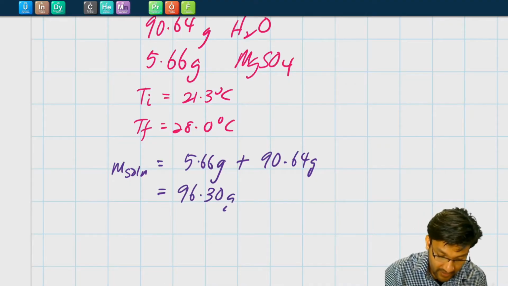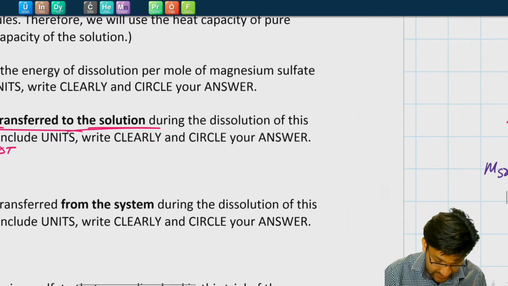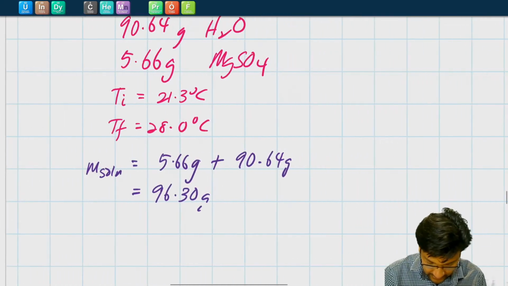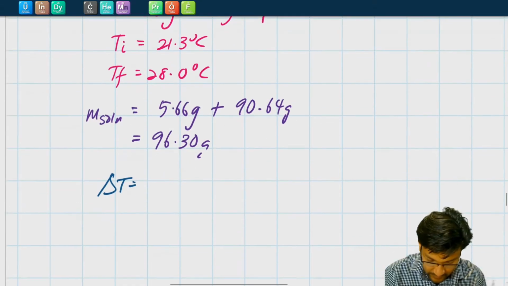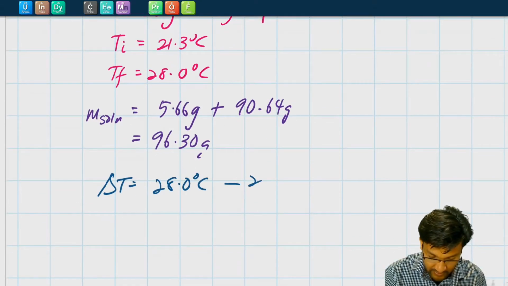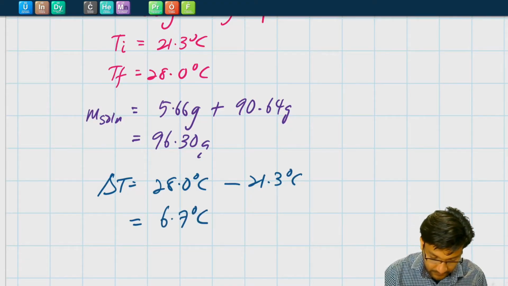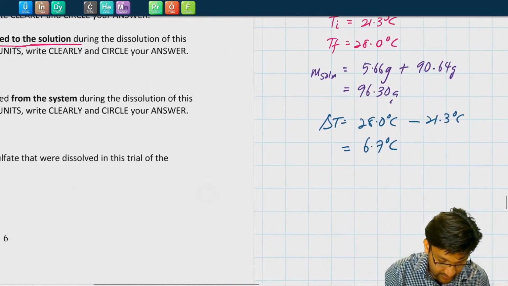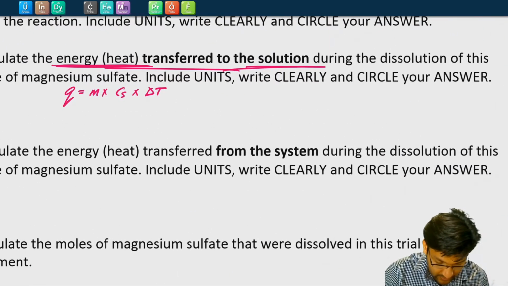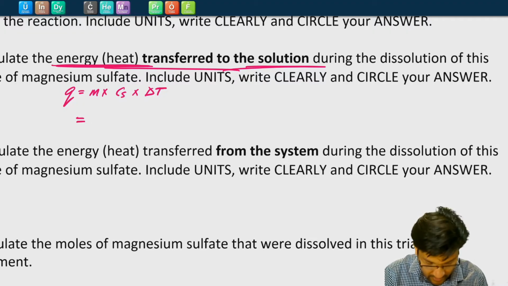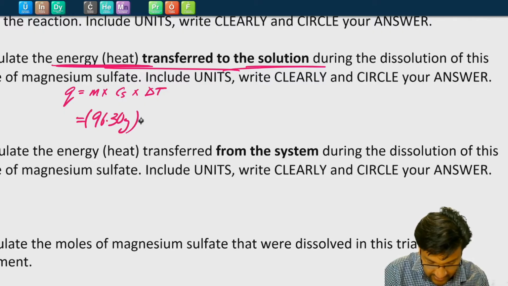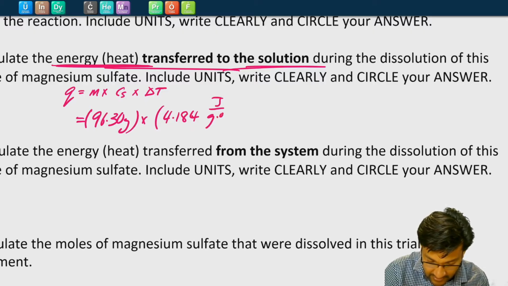Okay. The other thing that we need to calculate for this is the delta T. The delta T will be the final temperature, 28.0 degrees Celsius, minus the initial temperature, 21.3 degrees Celsius. And so the delta T is 6.7 degrees Celsius. So if I plug this all in, the heat from the solution should be equal to the mass, which we got, 96.30 grams. The specific heat capacity we know is 4.184 joules per gram per degree Celsius. And the delta T we just calculated as 6.7 degrees Celsius.